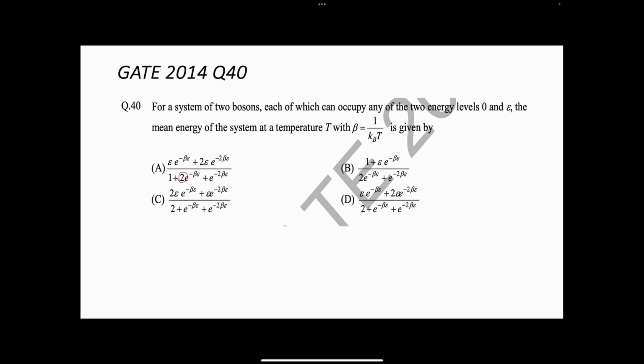So we have seen how to find the mean energy of the system, whether for bosons or fermions. This is how we should proceed. First we find the partition function Z of the system, and then to get the mean energy of the system, we differentiate log Z with respect to beta, where beta is 1 upon kBT, with a minus sign. This gives the total average energy of the system. Thank you.